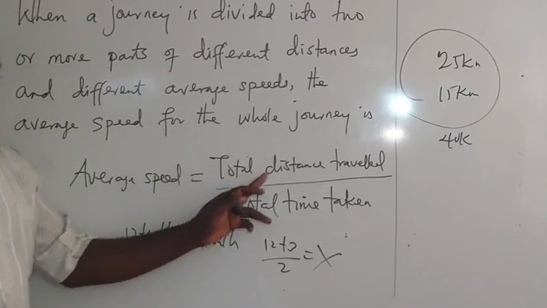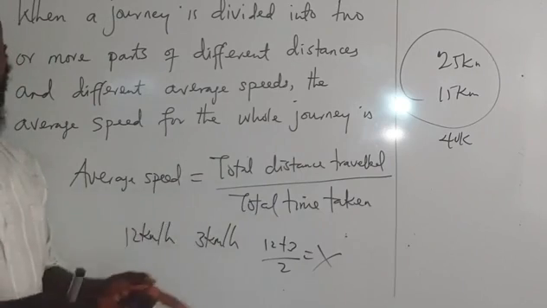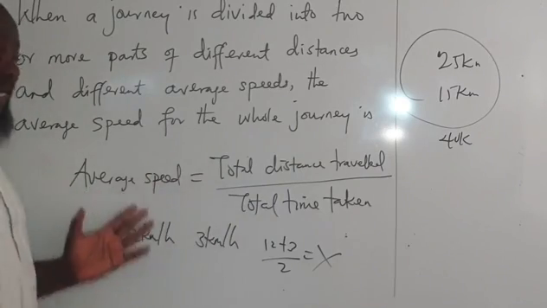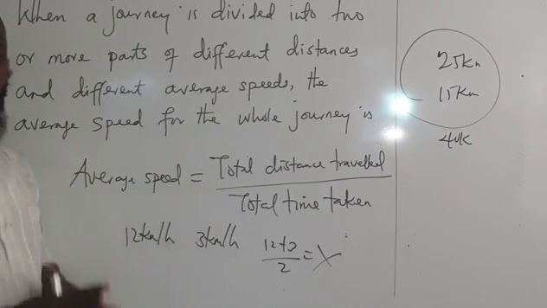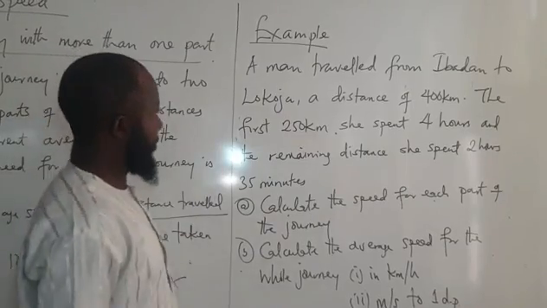So you have to find the total distance taken to cover the whole journey and the total time taken to cover the whole journey. Then divide them and get your average speed for the whole journey. So let's look at an example and see how we can solve the problem. We have this question now.